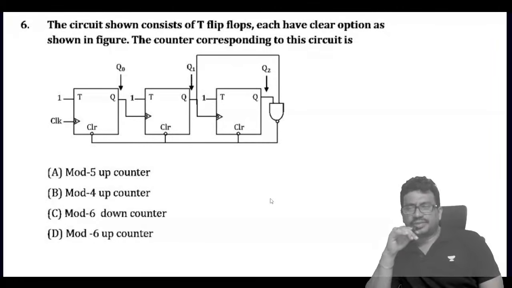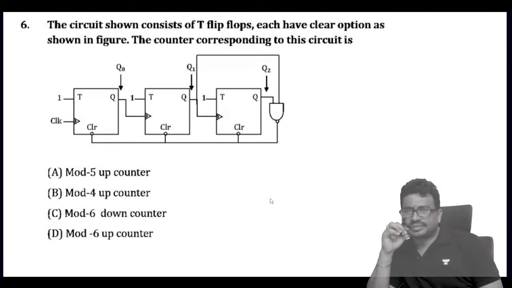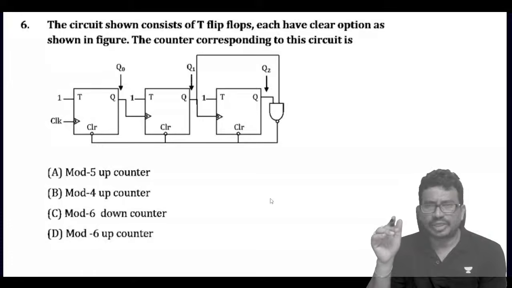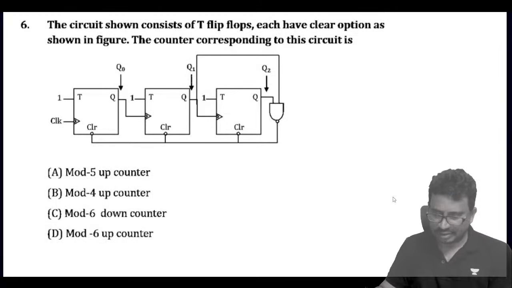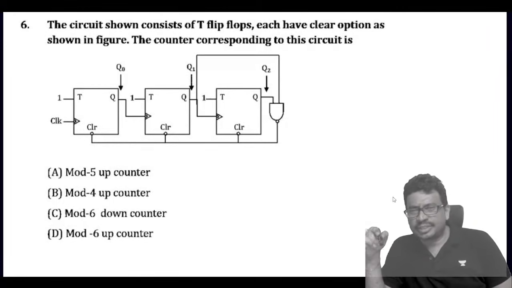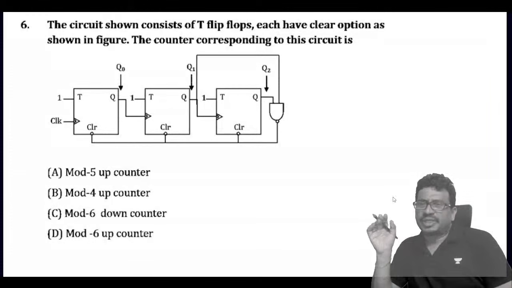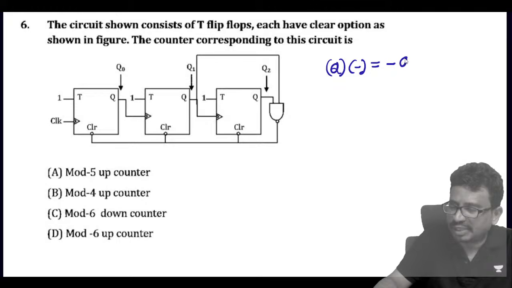Next. The circuit shown consists of T flip-flops. Each has a clear option as shown in the figure. The counter corresponding to the circuit is. And what counter they are asking to find. So you tell me now, first of all, asynchronous counter, up or down counter, you see this thing here. Up counter, down counter, Q, this is Q1. Trigger negative. So this is minus. We have given a clock is Q, trigger is given minus. So that means we can say minus Q.